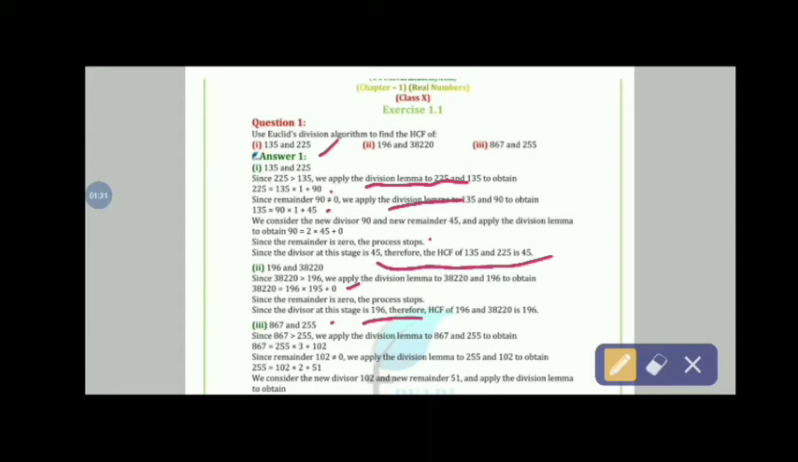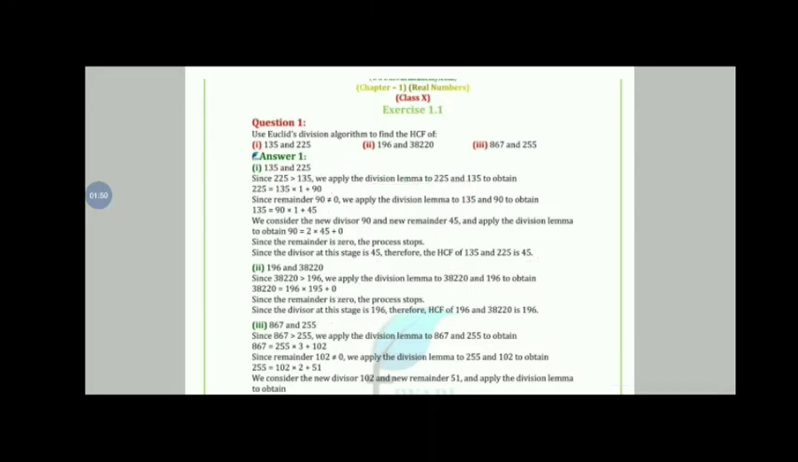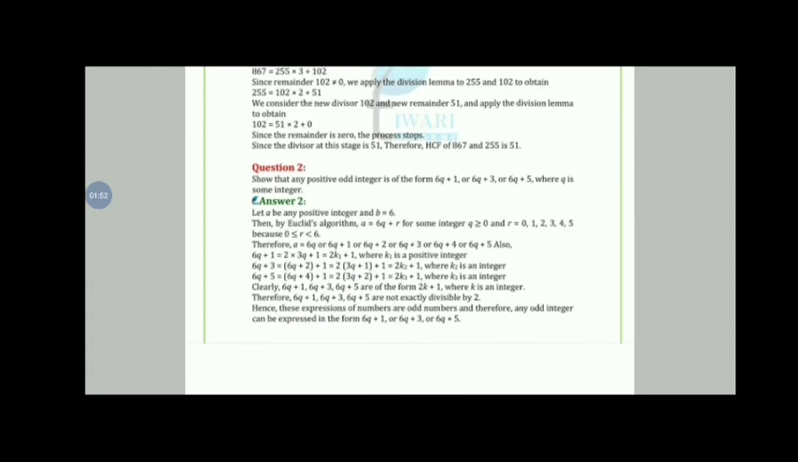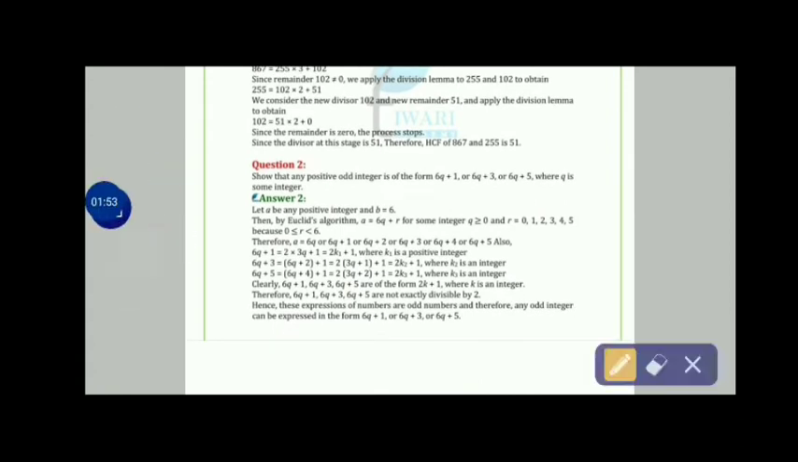Since 867 is greater than 255, using the same process, the first step is 867 equals 255 into 3 plus 102. Since the remainder is not equal to 0, we write 255 equals 102 into 2 plus 51. Again the remainder is not 0, so we write 102 equals 51 into 2 plus 0. Now since the remainder is 0, therefore 51 is the HCF.